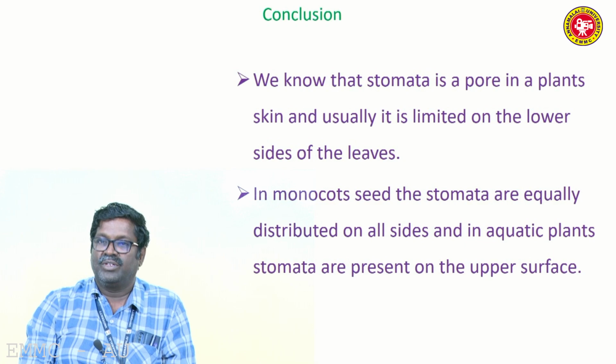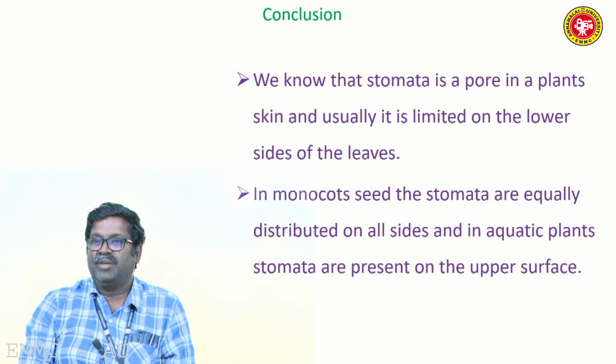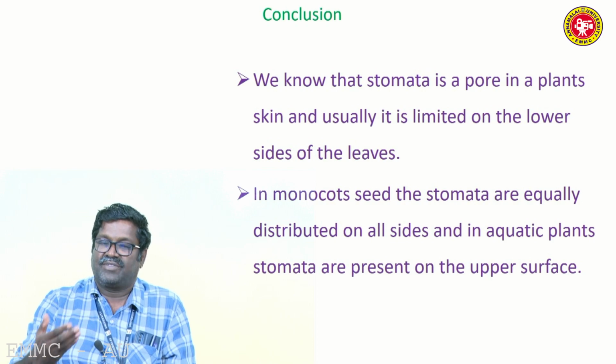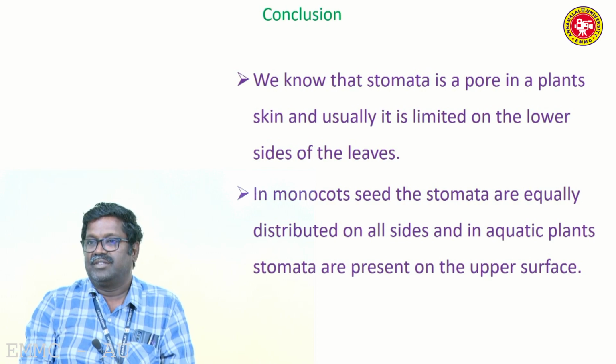Finally, I conclude, we know that a stoma is a pore in a plant's skin, and usually it is limited to the lower side of the leaves. And second, in monocot leaves, the stomata are equally distributed on all sides, and in aquatic plants, stomata are present on the upper surface of the leaf. Thank you.